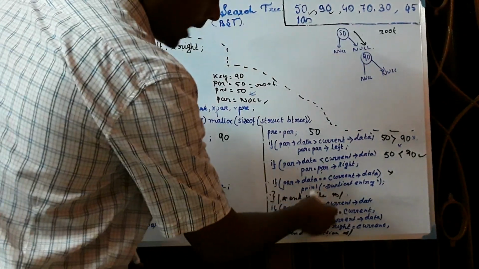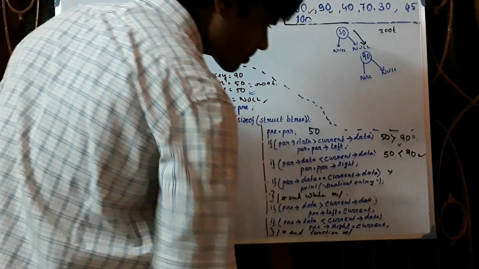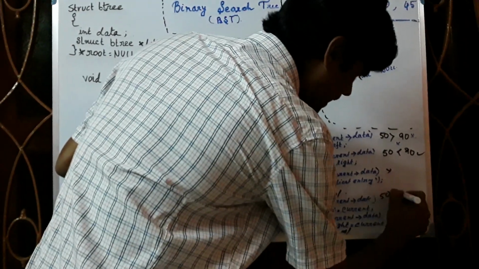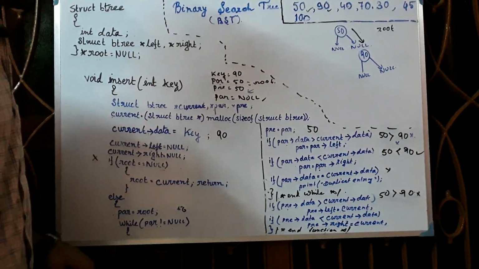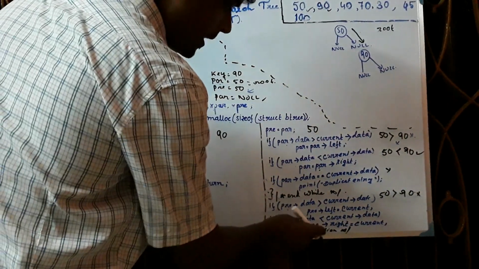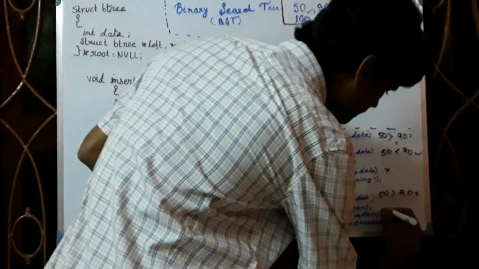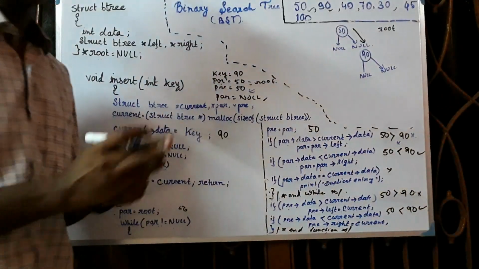So is 50 arrow data greater than current arrow data? That means is 50 greater than 90? No, the condition is false. So next we are checking pre arrow data, that means 50 arrow data less than current arrow data. Right, the condition is true.